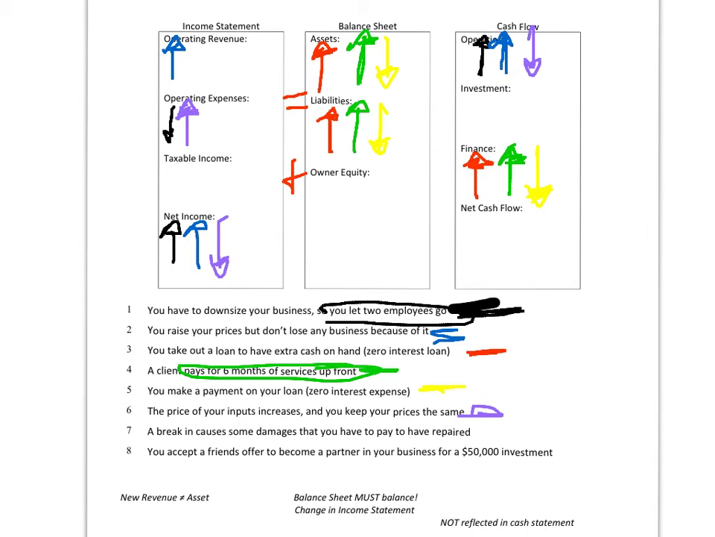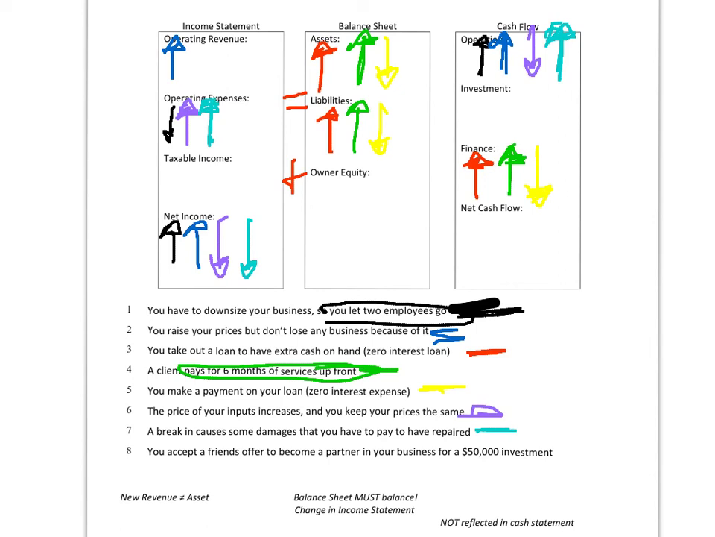And let's go ahead and get us a new color here, which will be whatever that color is. I don't know, I had a small box of crayons, so it's green, yellow, whatever that is. A break-in causes some damages you have to pay to repair. Increase in expenses again, decrease in net income, decrease in cash flow. We try to set it up so it was kind of clear that it was an income statement thing rather than a balance sheet thing.